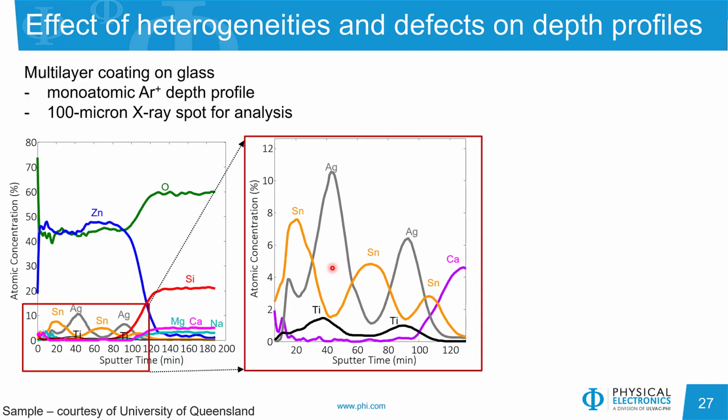The last example that I would like to show is the challenges that we don't even think about sometimes when we are doing depth profiles, and especially when the sample is heterogeneous and may have buried defects that you're not aware of. So here's an example of multi-layer coating on glass. We are using monoatomic argon and using 100 micron X-ray spot to extract composition. So here's the depth profile.